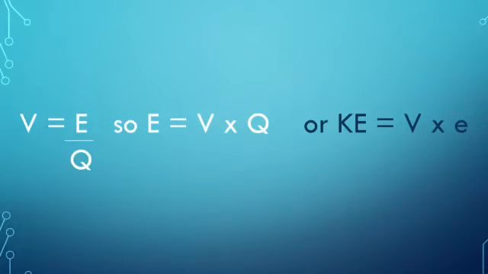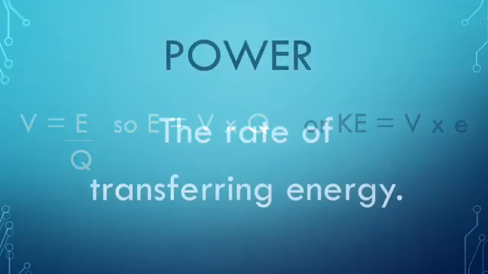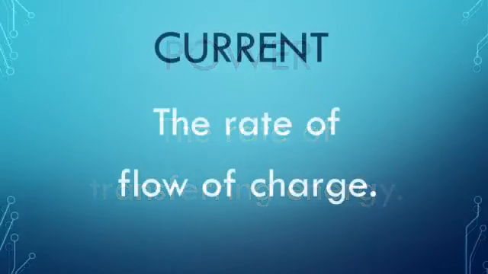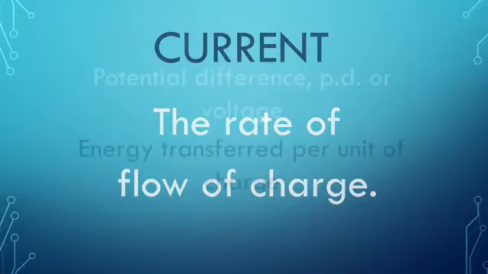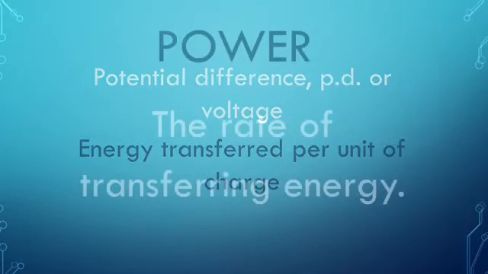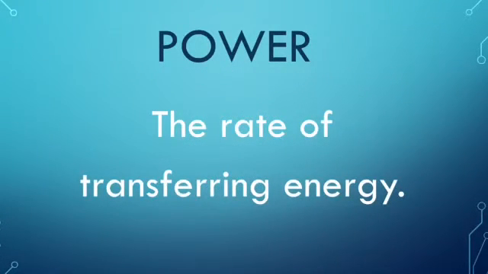See, it's all linked. The voltage is the energy divided by the charge, so the energy is the voltage times the charge. In other words, the kinetic energy of the electrons is equal to the accelerating voltage times the charge on the electrons. Let's finish with power. If current is to do with how fast the electron's moving, and voltage is to do with how much energy is being transferred to and from the electrons, then power must be all to do with how quickly the energy is getting transferred.